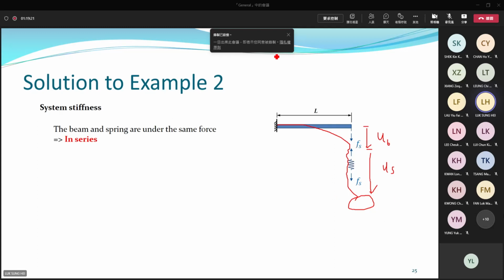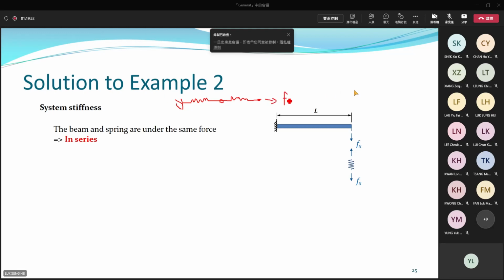Different from what we learned in example 1. In example 1, we considered 2 columns under vertical movement, in which they are under the same deflections. So not the same case. Actually, this one belongs to a series system, not parallel. Series system in this one, spring 1, spring 2, they're under 1 force.